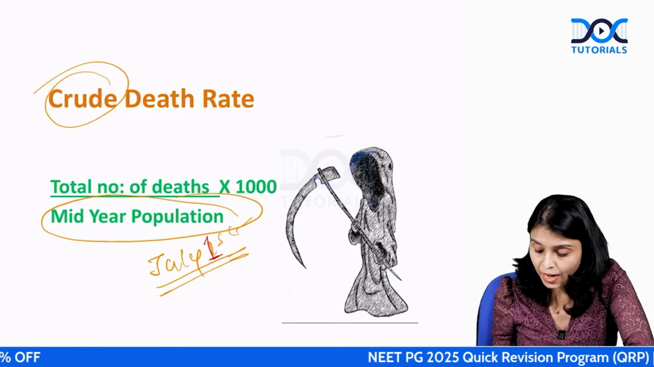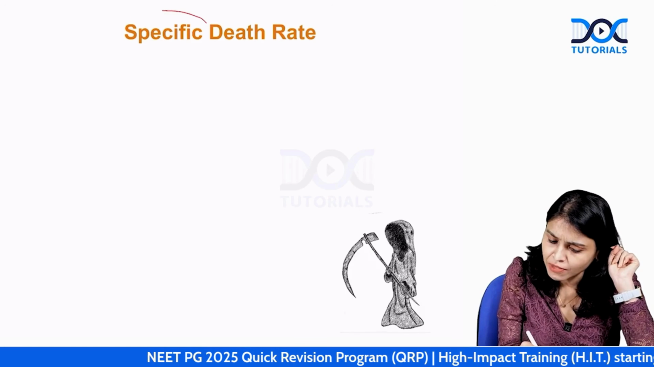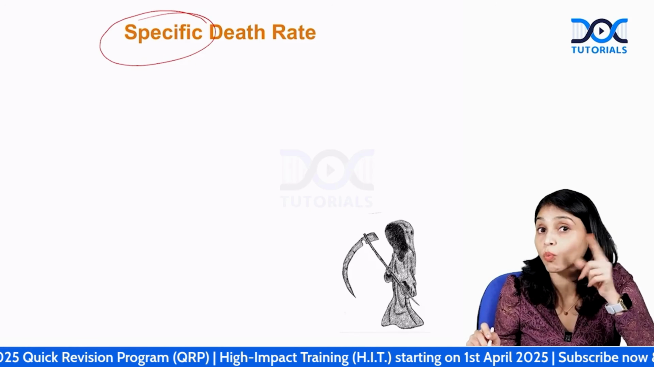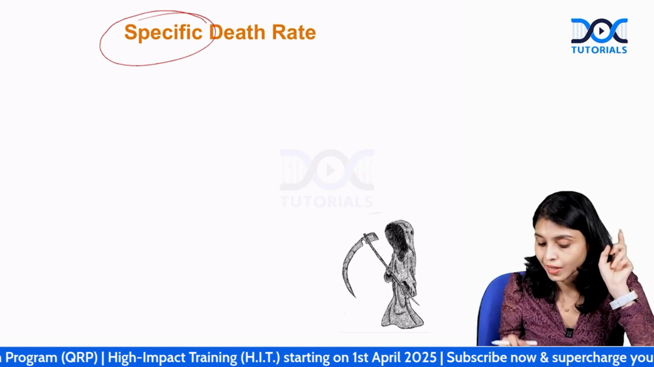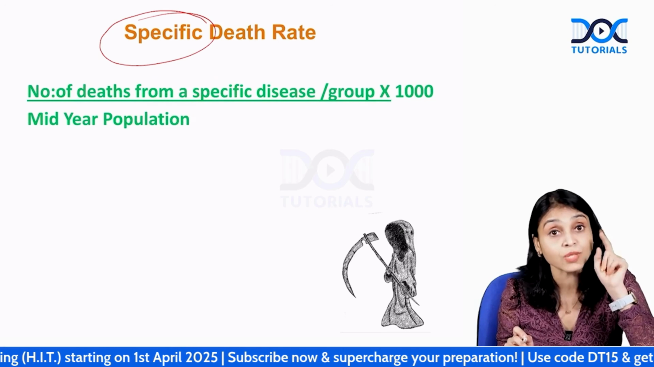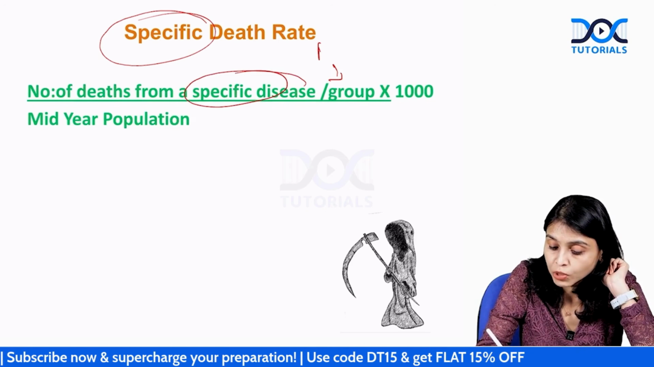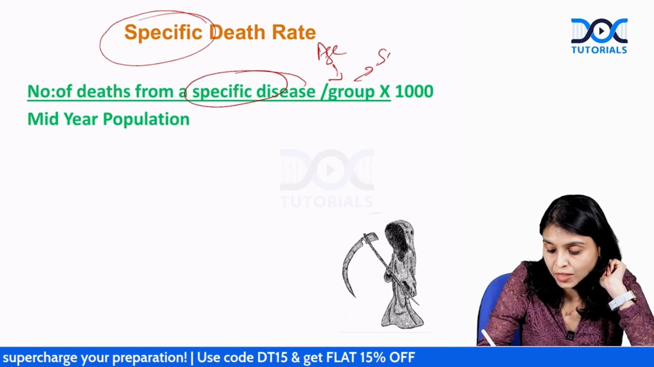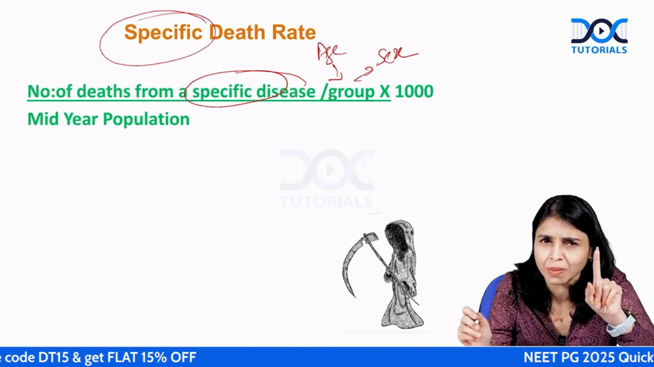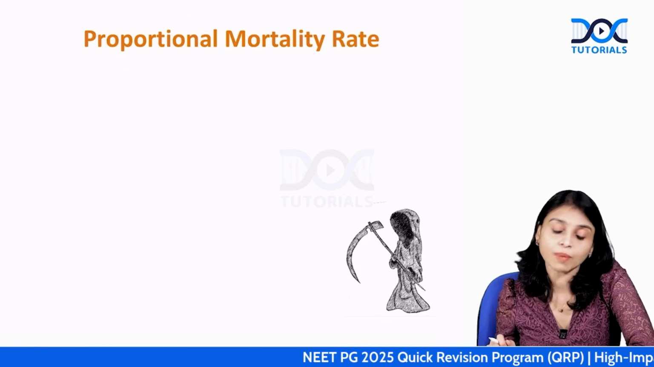So we want the next one, which is specific death rate. This, as the name indicates, will specifically tell you which disease is killing the people or which part is dying. So what will be the formula? The change is going to get reflected in the numerator. In the numerator, we have number of deaths from a specific disease or happening in a specific group, which could be an age group or a sex group, divided by mid-year population into 1,000. Okay, so simple, right?